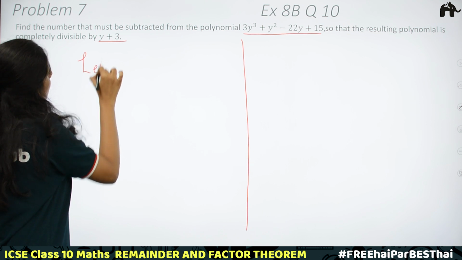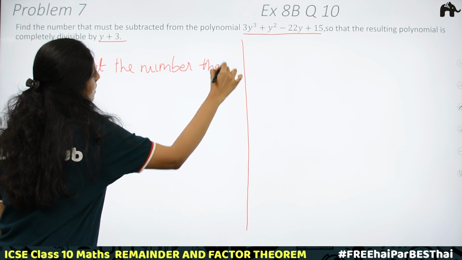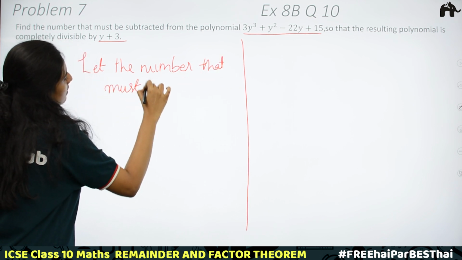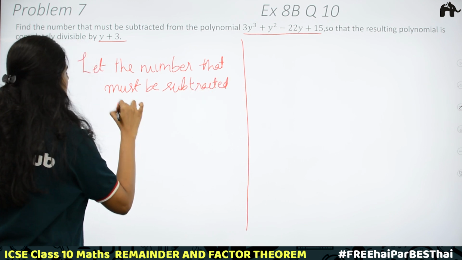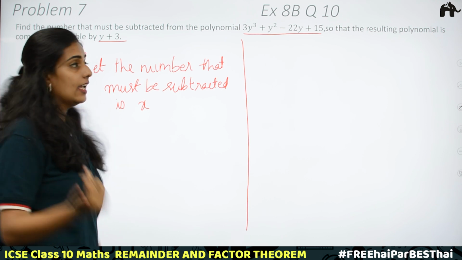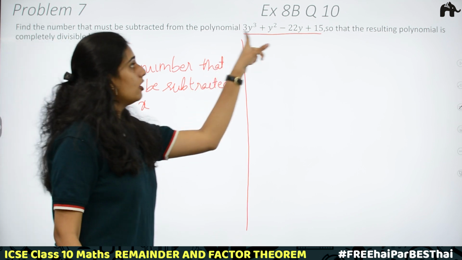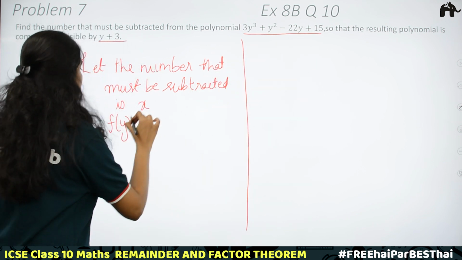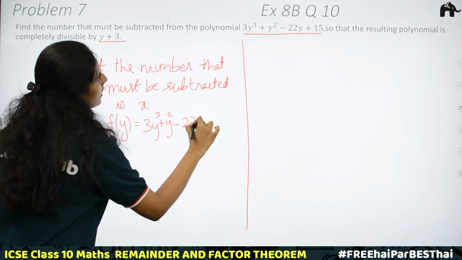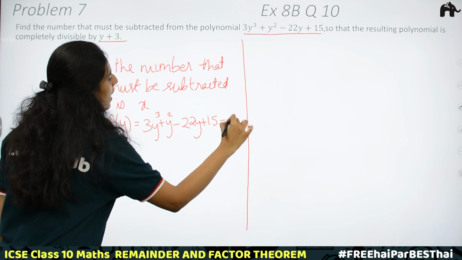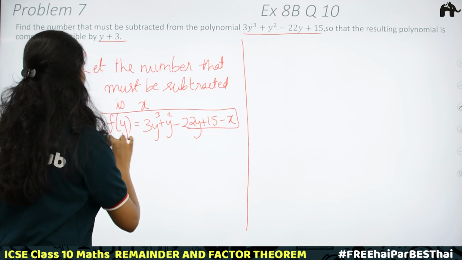Let the number that must be subtracted be x. Okay. If there is some unknown quantity, we take it as x. Now, the polynomial expression. Here we are taking f of y because all the terms are in y. F of y is equal to 3y cube plus y square minus 22y plus 15 minus x. Subtract x from this. This is the resulting polynomial expression.